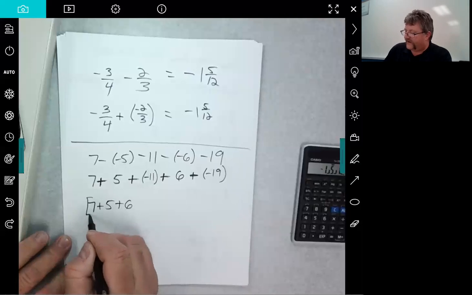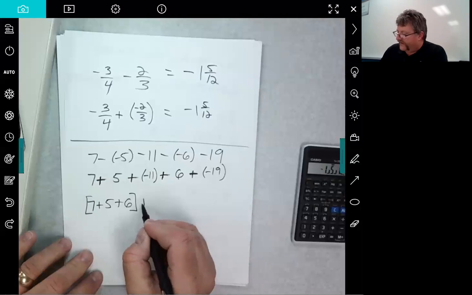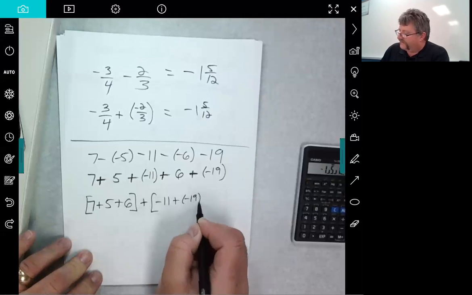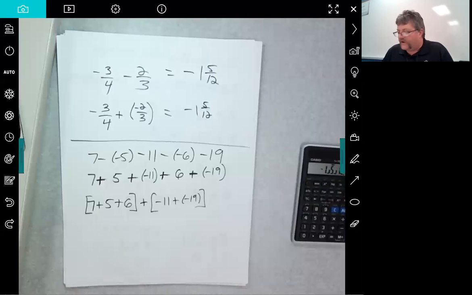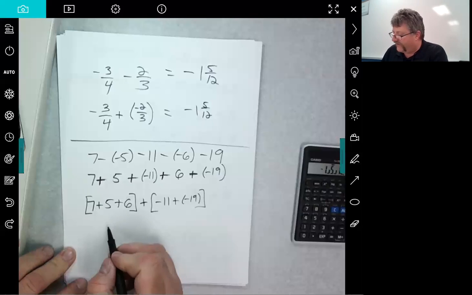They might even stick it in a bracket or something just to say, hey, these guys go together, and then we'll put another bracket here, and these guys go together. Okay, so now we've got everybody segregated based on their sign. So this is a real no-brainer, right? 7 plus 5 plus 6, all positive. I don't have to think about it.